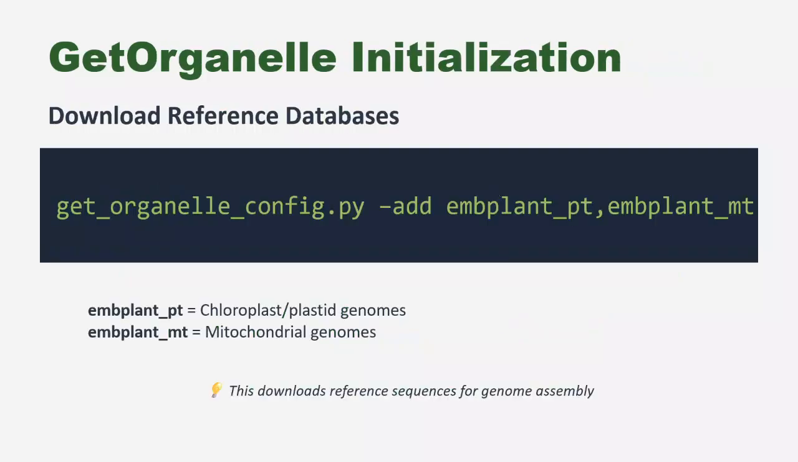We already installed GetOrganelle in the conda environment of CGAS, but the GetOrganelle initialization is important and should be done before using GetOrganelle. So we will activate the CGAS environment and then give this command. Here embplant_pt means the chloroplast or plastid genome, and embplant_mt is for the mitochondrial genome, because you can also do the assembly of the mitochondrial genome or any other genome, but I have just given these two here.